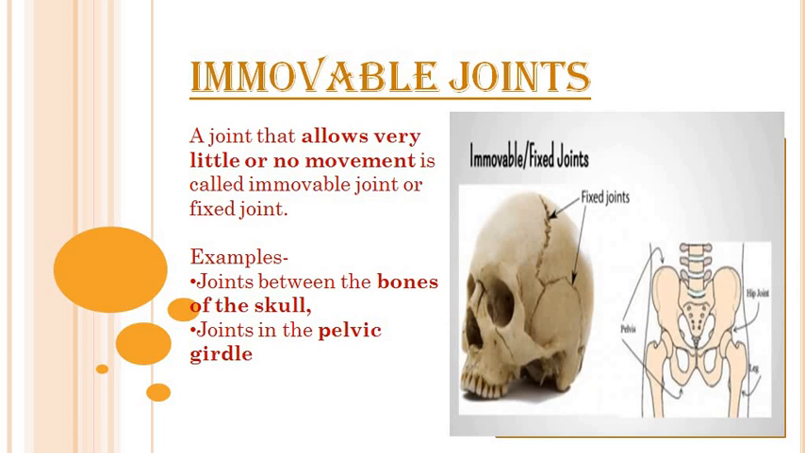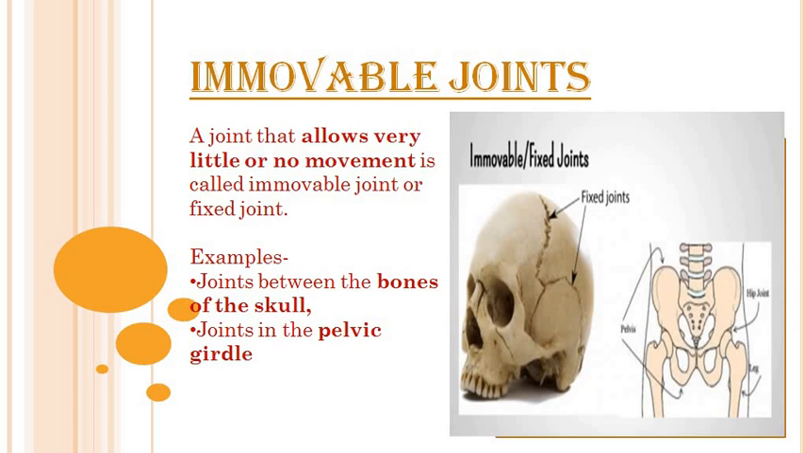Okay, so you can say a joint that allows very little or no movement is called an immovable joint, or it is also called a fixed joint. Any place where the bones are fused together is an immovable joint. For example, this type of joint is found between the bones of the skull and in the pelvic girdle.